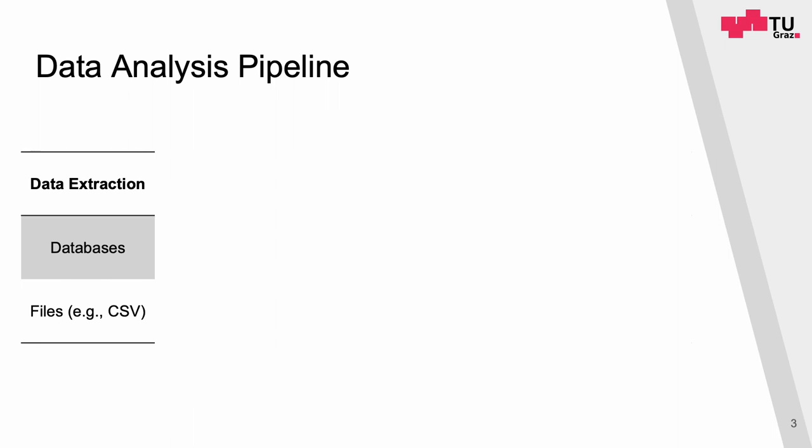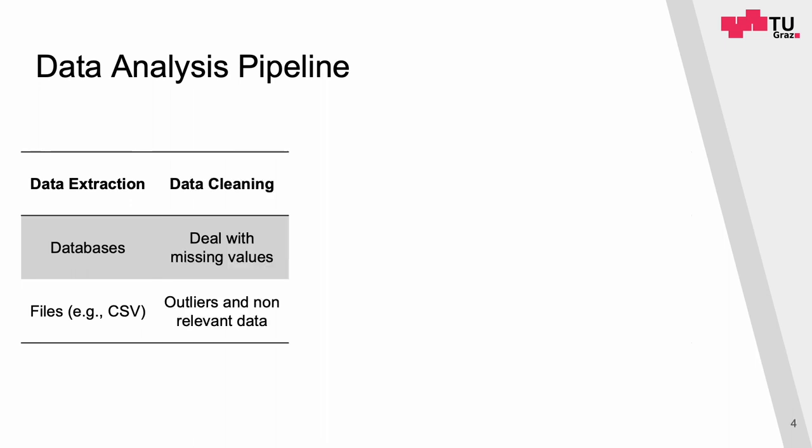If we perform data analysis, we usually follow a pipeline of steps. The first step in this pipeline is the data extraction. This step basically covers the process where you read the raw data into your program. And you can do this, for example, by connecting your program to a database and reading the data from there. Or you can also read the data from files, which you have downloaded, for example, from the internet.